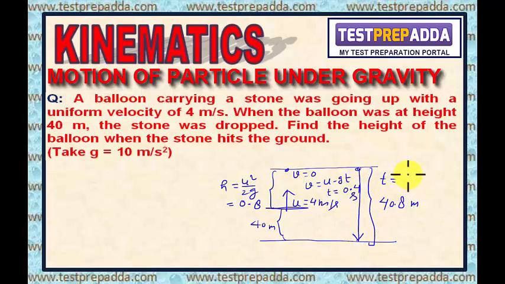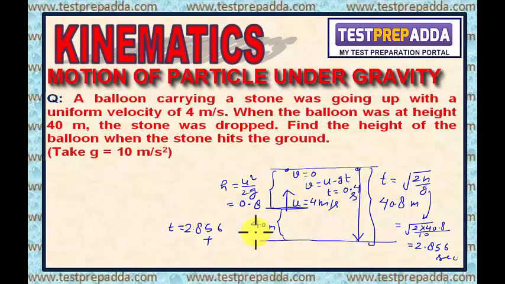So what will be the time to reach ground? t will be equal to root 2h by g. And if I substitute h as 40.8, then it will be 2 into 40.8 upon 10, and the value comes as 2.856 seconds. So what is the total time taken by the stone to reach the ground? That time t will be 2.856 plus this 0.4. So it is 3.256.